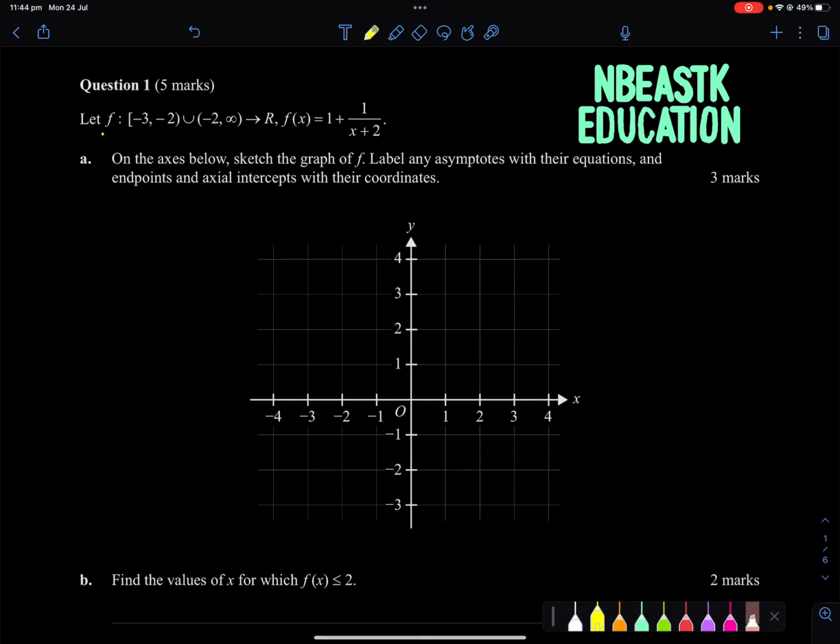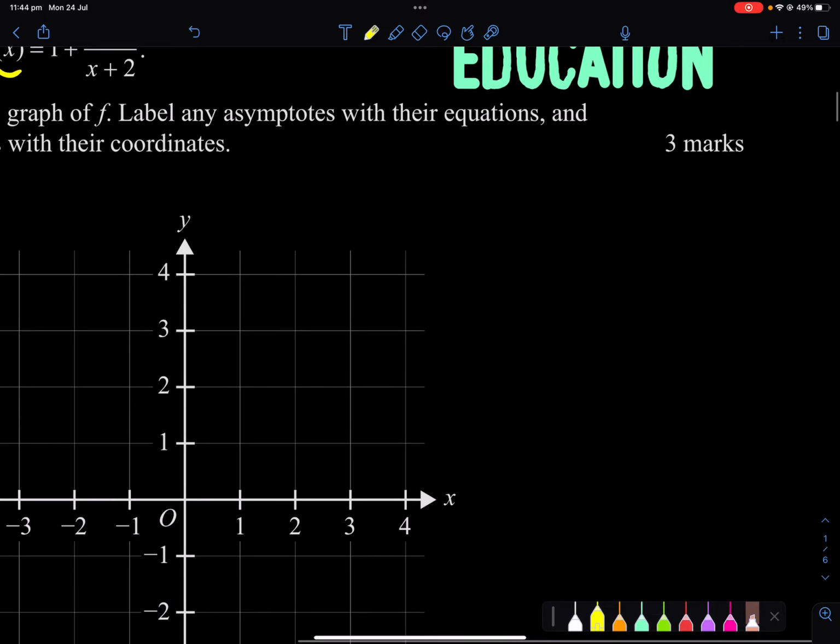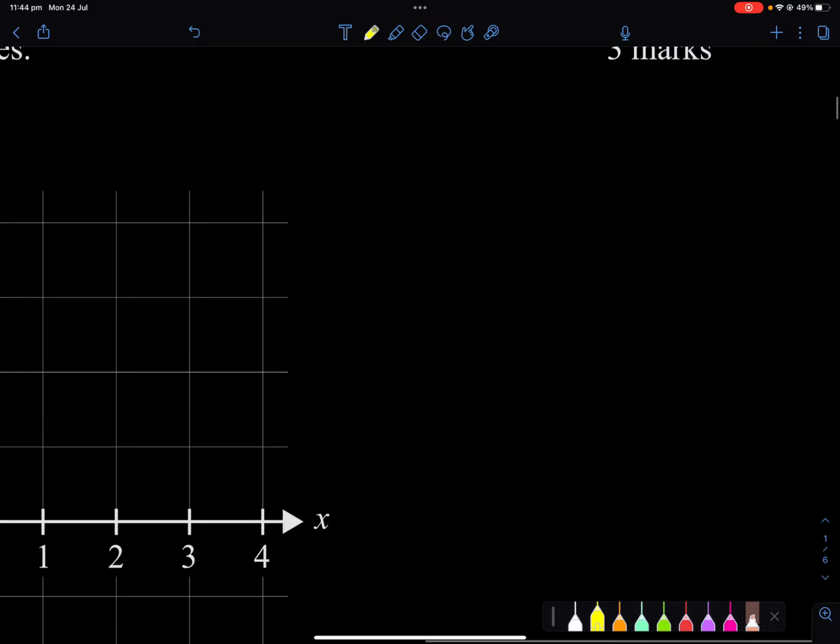Let f, so f is our function. Straight away, this is our domain. We can see that it's a restricted domain. Here's our function, f of x is, okay, so we can see that it's a rectangular hyperbola. Let's just learn what an actual rectangular hyperbola is. Let's learn the features of a rectangular hyperbola.